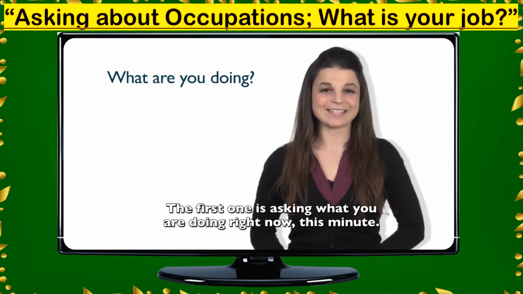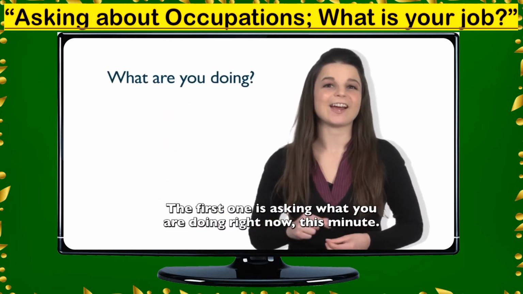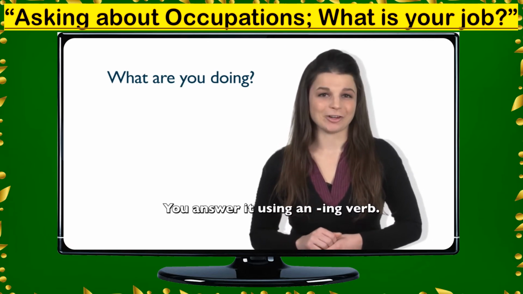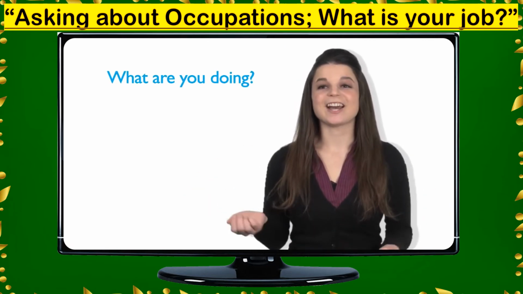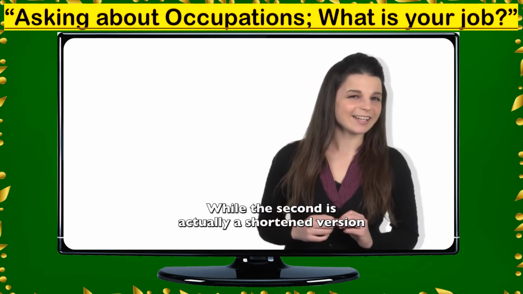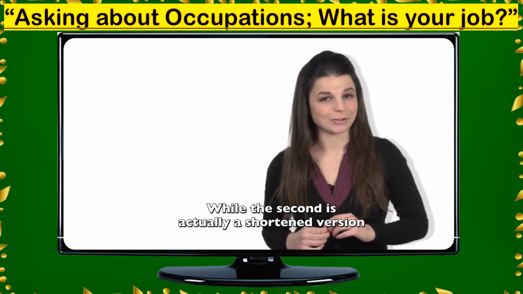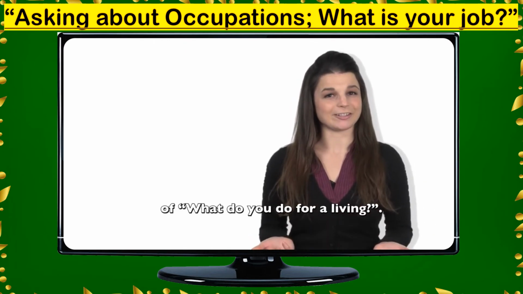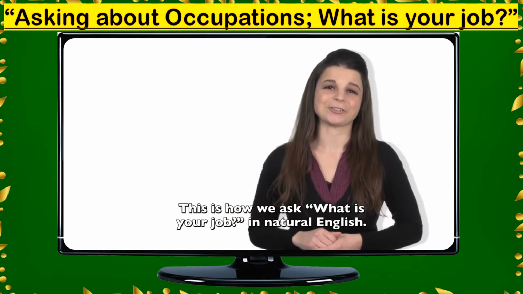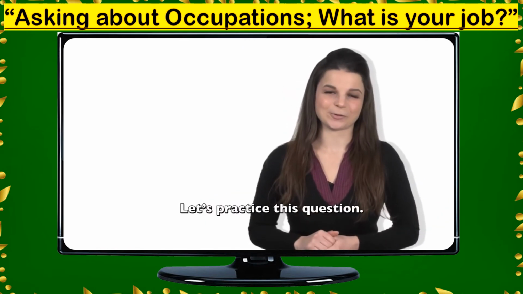The first one is asking what you are doing right now, this minute. You answer it using an ing verb. What are you doing? I'm reading. I'm watching TV. While the second is actually a shortened version of what do you do for a living? This is how we ask, what is your job? In natural English. Let's practice this question.